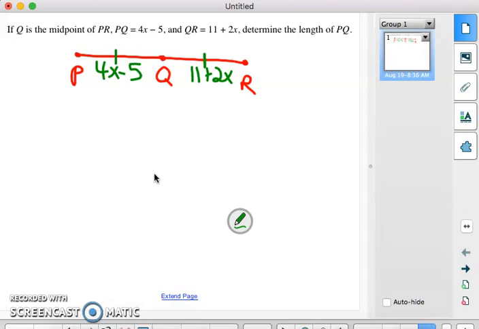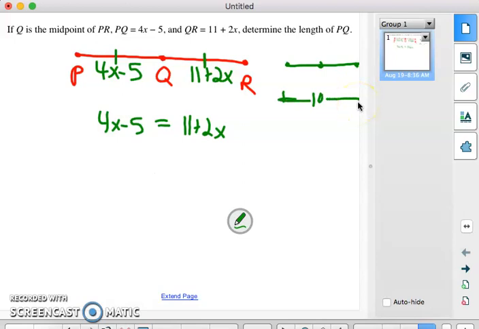If they're the same length, another term for being the same is being equal. So if Q's in the middle, that means 4x minus 5 has to equal 11 plus 2x. Just like if we had a segment and I told you that this point was in the middle and the whole distance was 10 all the way across, you could tell me the two pieces are both 5, right? Notice they've both got to be equal to each other. Same thing right here: 4x minus 5 has to be equal to 11 plus 2x if Q is a midpoint.